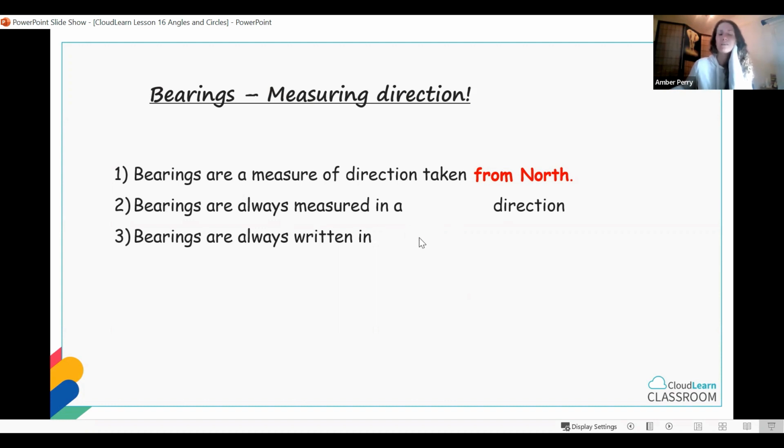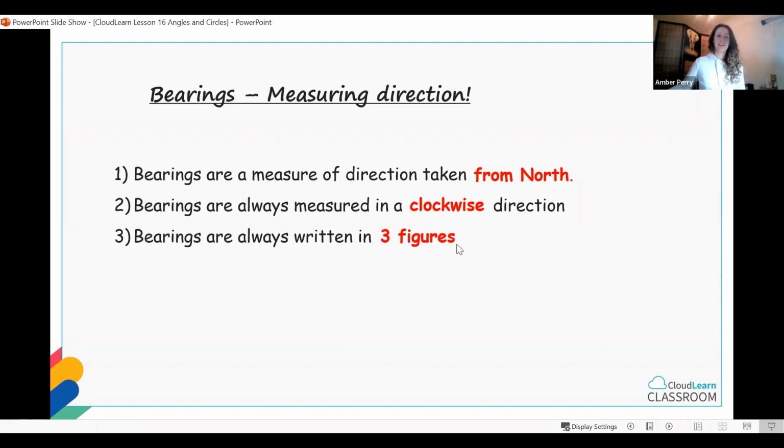Which direction do you think they are measured in? There are 2 possible directions for angles. You can go clockwise or you can go anti-clockwise. Well done, Tabitha. Clockwise direction. And then bearings are always written in 3 figures.